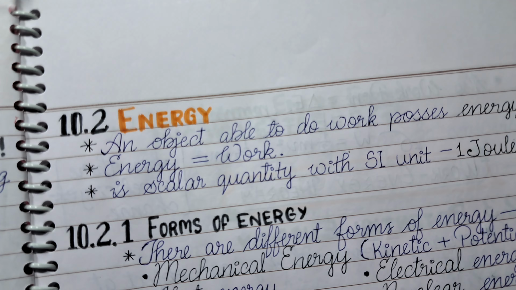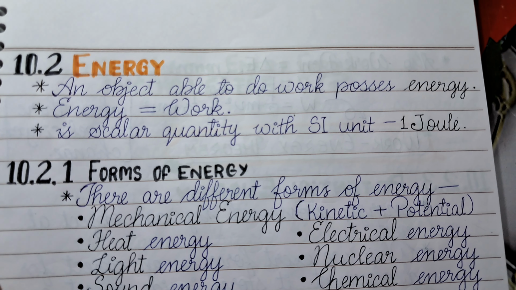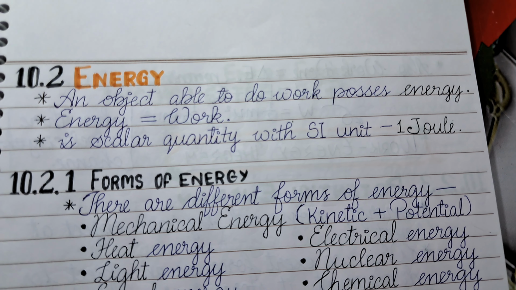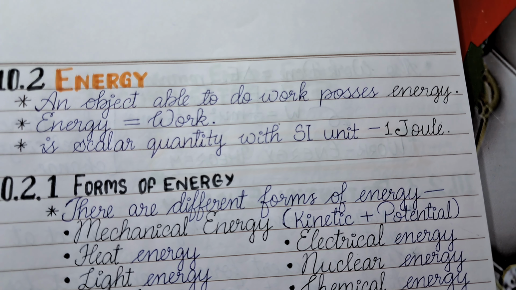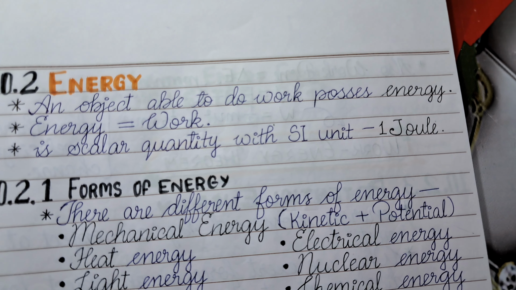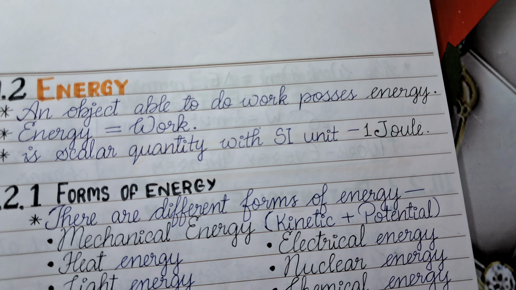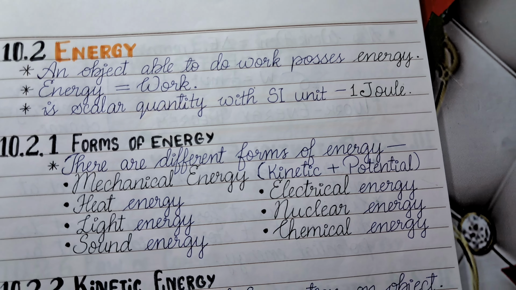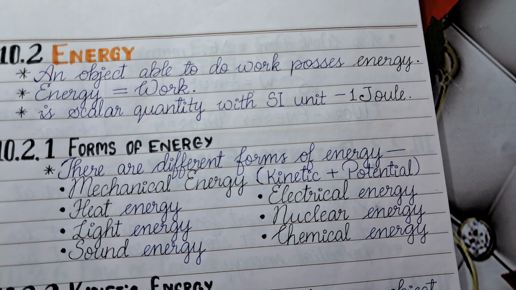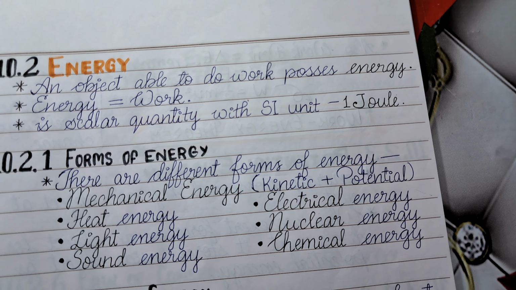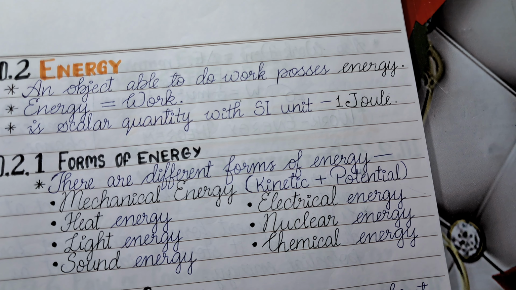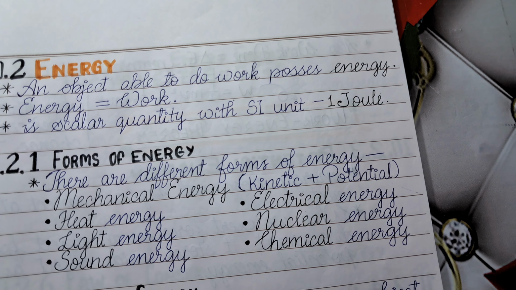Then comes 10.2, energy. The energy that is required to do 1 joule of work is equal to 1 joule of energy. So energy is equal to work. 10.2.1, forms of energy. There are different forms of energy which include mechanical energy, which is kinetic plus potential, heat energy, electrical energy, light, nuclear, sound, and chemical energy.